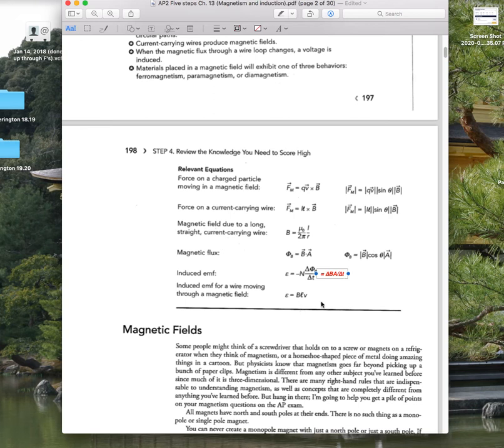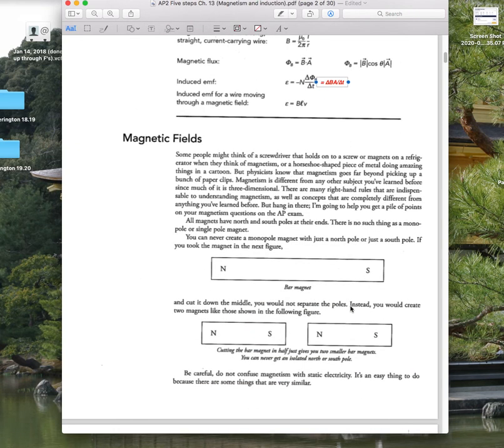Here, this would cause a voltage also when you have a wire moving in a magnetic field, which basically changes the area enclosed. This is Tesla times meters per second. That's Tesla meters squared per second, the same thing as up here. So that's actually pretty useful.